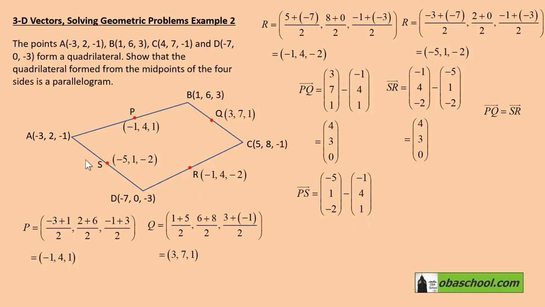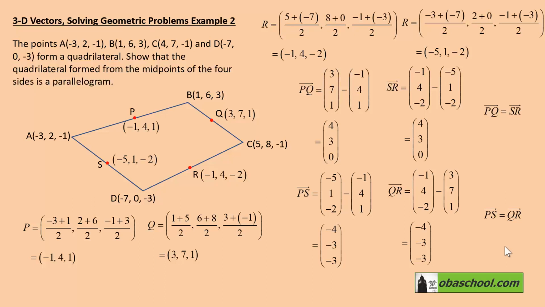PS is this side here. So we do S take away P, and that gives us (-4, -3, -3). And so we need to do QR. R take away Q, and that gives us the same vector. So just as with example 1, PQRS is a parallelogram.